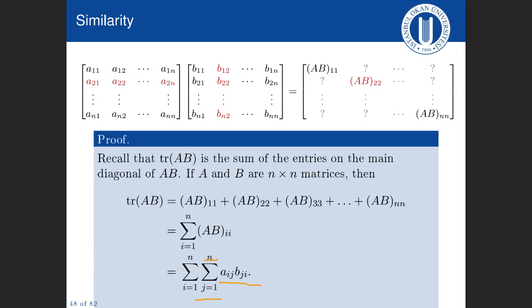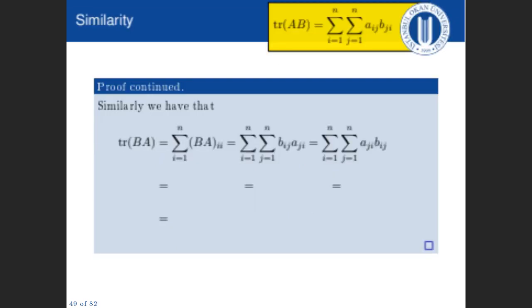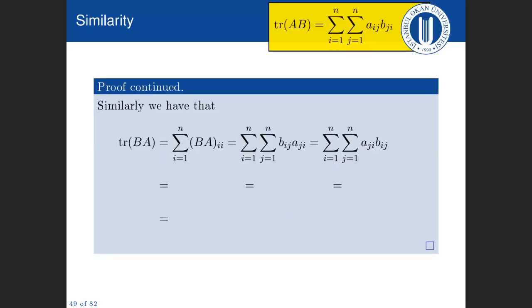And we could do the same thing for the trace of BA. For the same reason, the trace of BA is going to be the sum of all the i, sum of all the j, Aji Bij. And I want to show that that is the same as the trace of AB.